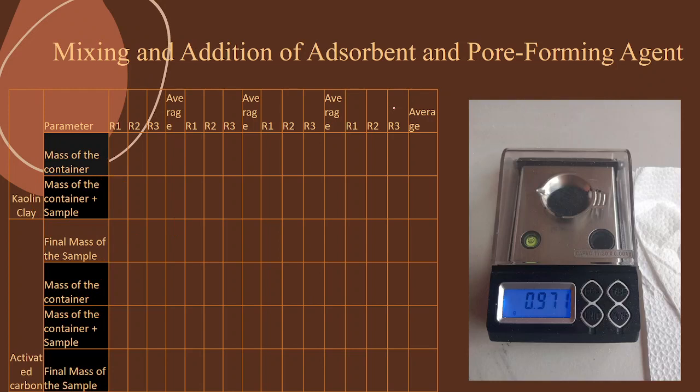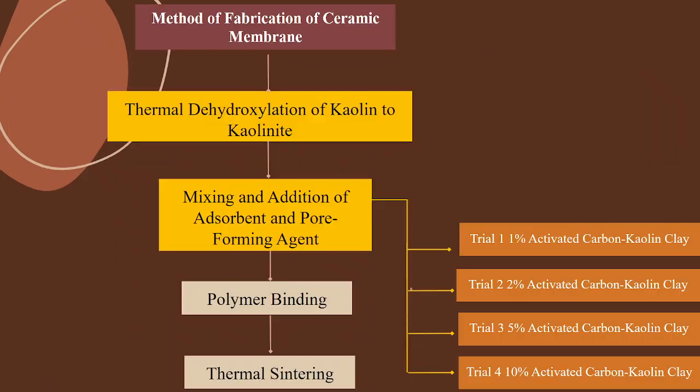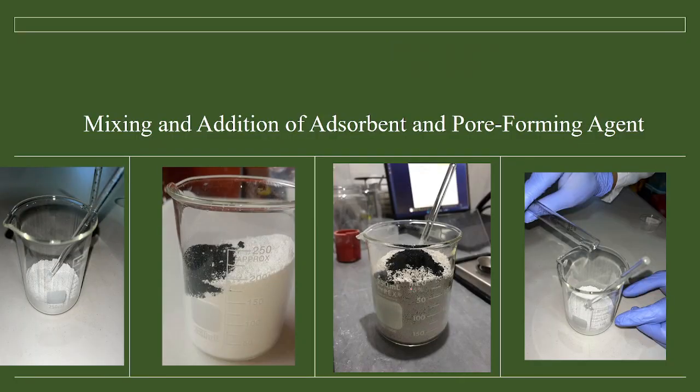Next, same with activated carbon. We first measure the mass of the container, then we measure the mass of the container with the sample, and we get the final mass of the sample by subtracting the container from the container plus the sample. So that's all. So next step from mixing and addition of adsorbent is this one, no? In our study, the addition of adsorbent or pore forming agent is very important for us to utilize the kaolinite clay, because kaolinite clay is our main material.